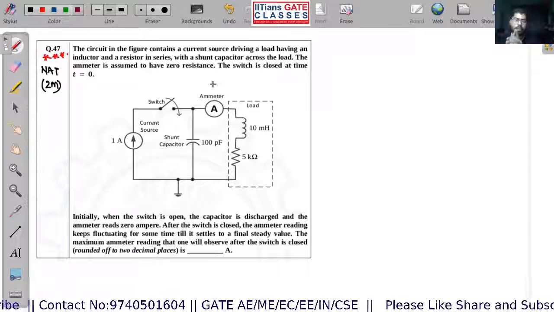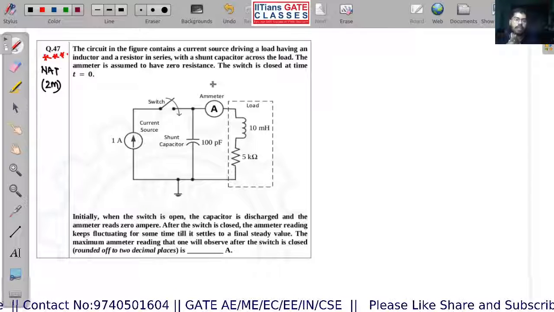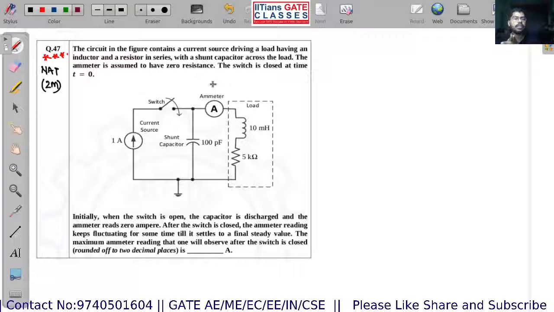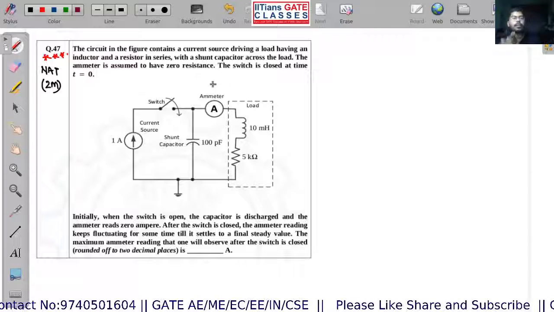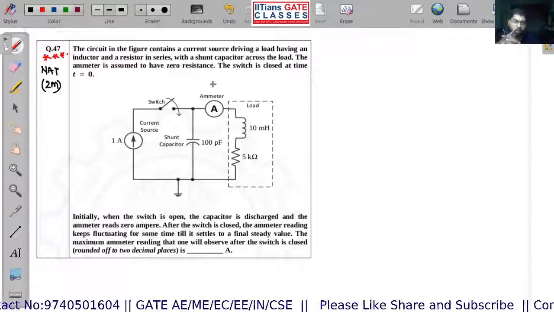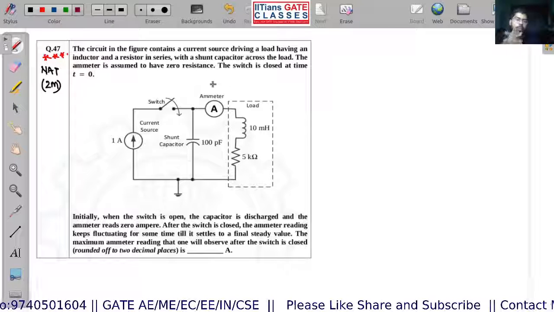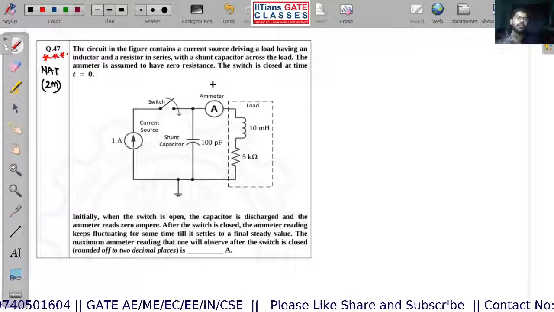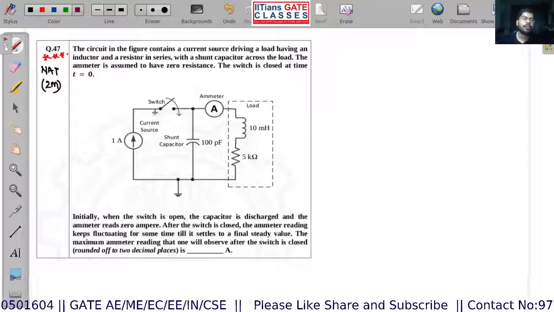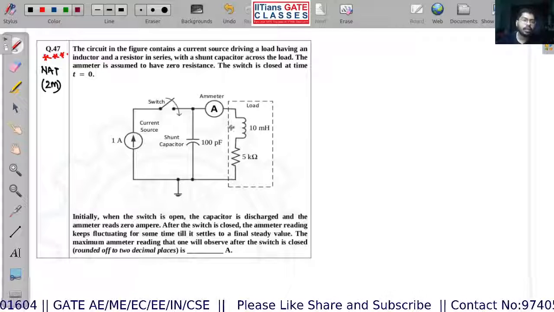Remember this, whenever we have such a kind of circuit where you cannot see if it is first order or second order, and you have ideal current sources, ammeter, everything, Laplace is the best approach to solve such a question. So let me convert this whole circuit into the Laplace domain.